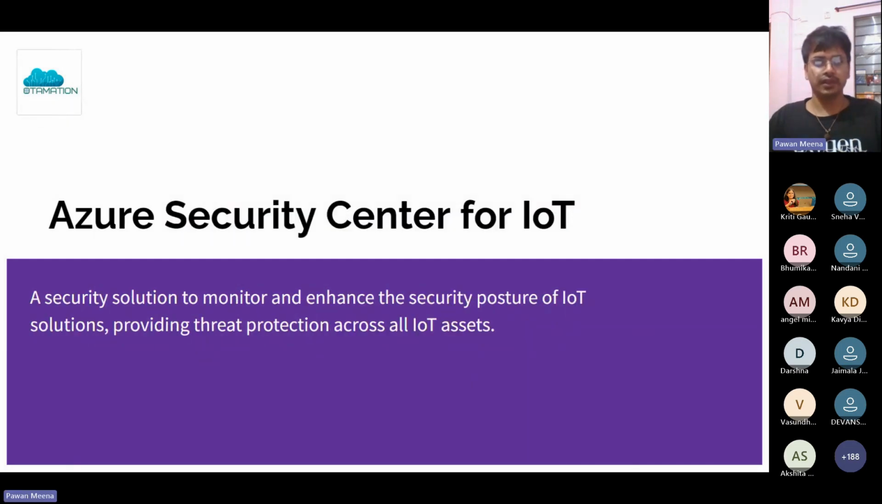Next is Azure Security Center for IoT. We just discussed a little bit of security in Azure IoT in our previous point, but that was only for the communication. But Azure Security Center for IoT is a service which is dedicated to securing our overall IoT system. Like it saves the IoT devices from viruses, right? It is a security solution to monitor and enhance the security posture of IoT solutions, providing threat protection across all IoT assets. It provides us security from our application to our server to our IoT devices, so that nobody can hack those devices or applications.